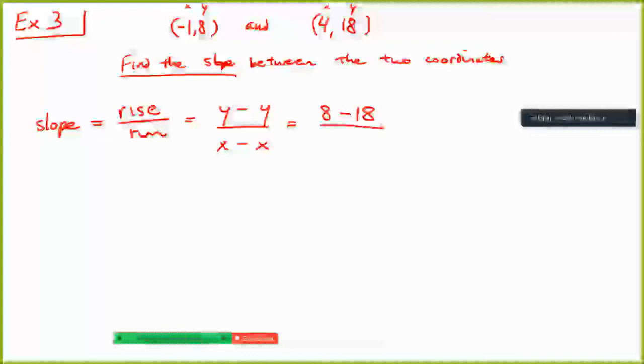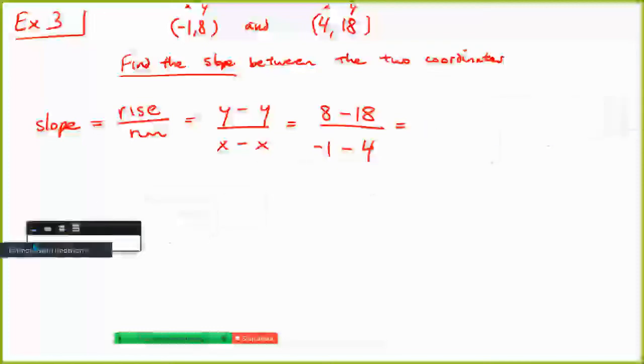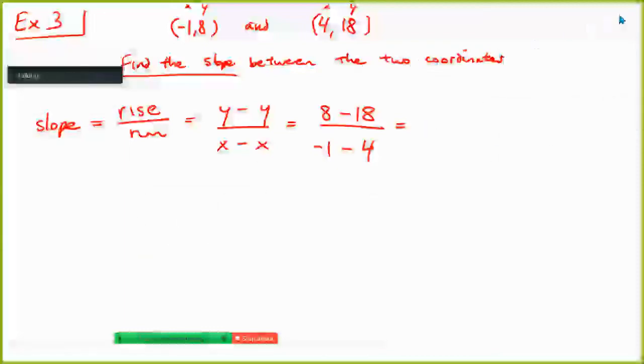I like to just do them the way they are given to me. 8 minus 18. Below that needs to be negative 1 minus 4. Okay, this is tricky. Lots of negatives. But we're going to tackle it one part at a time. So just looking at the numerator, the top, 8 minus 18.